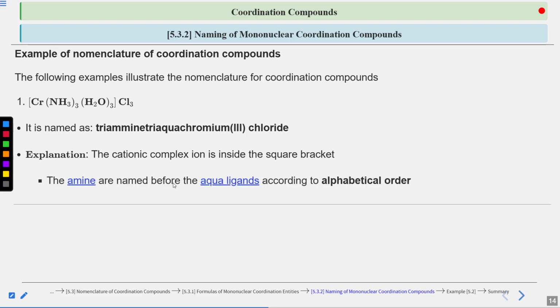The ammine ligands are named before the aqua ligands according to the alphabetical order. A is the same in both. Then we consider the second letters, M and Q. Q will come later than M, and M will go before Q. So that's why ammine is named before aqua according to the alphabetical order.